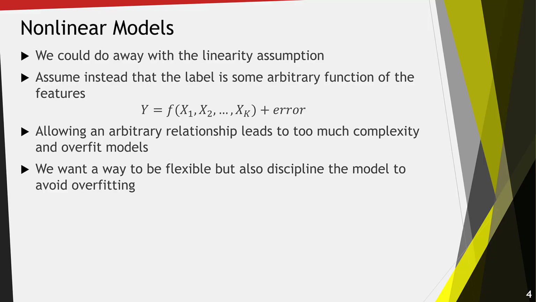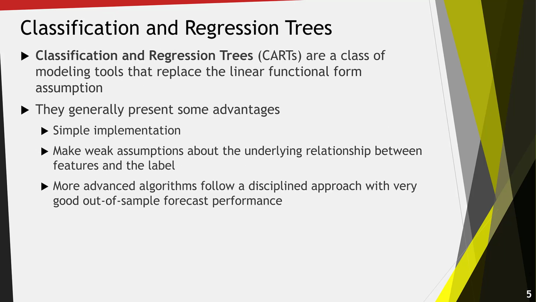We could just completely do away with the linearity assumption. Instead, we could assume that the label is some arbitrary function of the features, like this expression I have here. But allowing an arbitrary relationship leads to too much complexity, and again, we could overfit our models. We want a way to be flexible, but also discipline the model selection process to avoid overfitting. Classification and regression trees are a class of modeling tools that replace the linear functional form assumption.